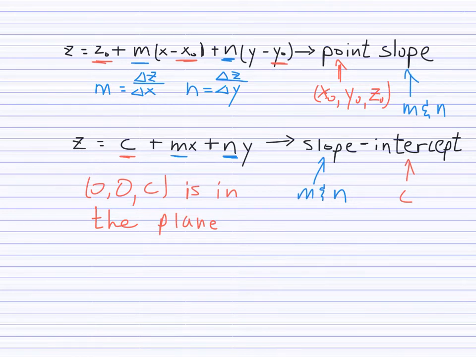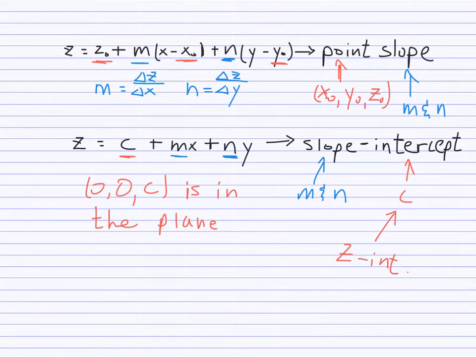And then if we distribute all this, get rid of all the parentheses and then gather up all the constants, we end up with this form, which is slope-intercept form, okay? And as you can see, C is the z-intercept. If you plug 0 in for x and y, you're going to be left with C for z. So that point is in the plane, and that would be the z-intercept. Maybe I should write z-intercept.